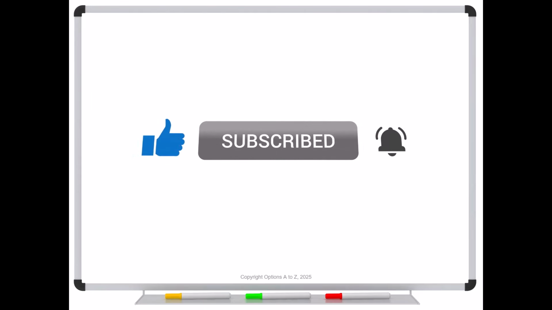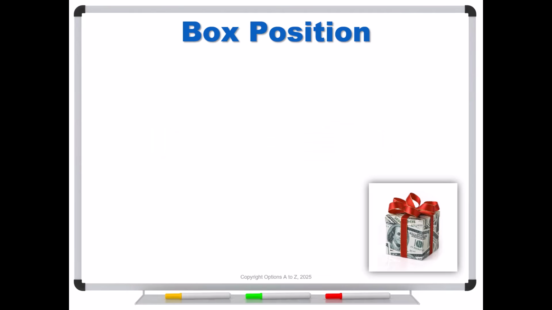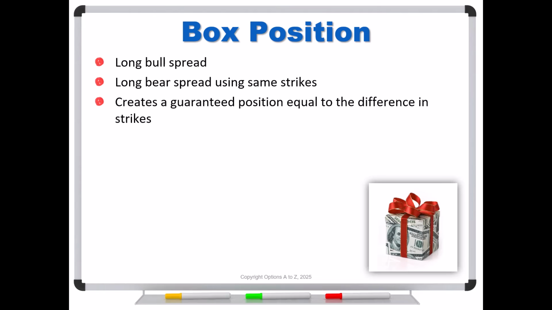So let's start off with the first method that would be used, a very common method, which would be a box position or a box spread. And so what you're going to do with a box position is a long bull spread and a long bear spread using the same strikes. And when you do this, this creates a guaranteed position equal to the difference in strikes. And of course, it's going to therefore behave like a T-bill. So this is a very common way that traders can use to create a risk-free position.